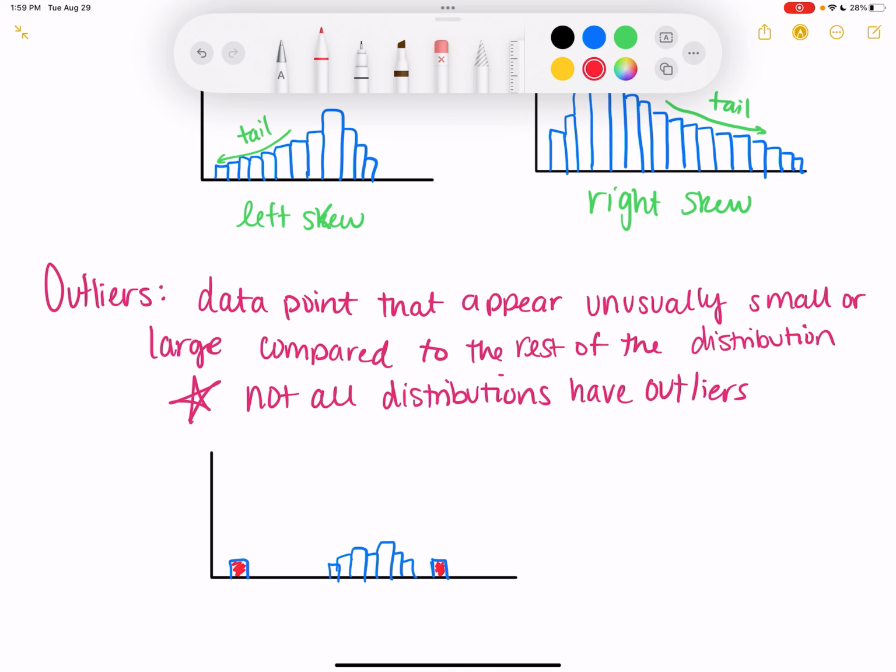All right, so an outlier is unusually small or large compared to the rest of the distribution. So which one out of the two that I colored in red do you think is an outlier? The one on the left. The one on the left. That's an outlier. This one probably isn't an outlier.